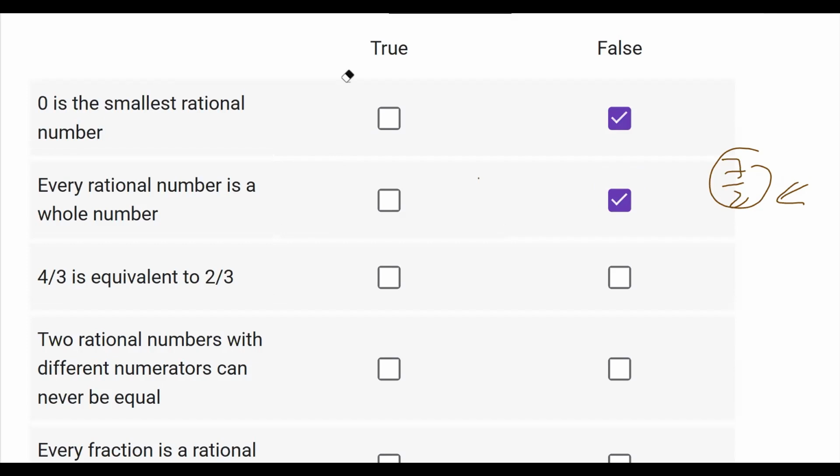Next it says they are equivalent. 4/3 on reducing will not give 2/3. So this is also false. So we'll say that this is also false.